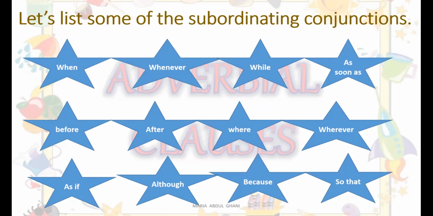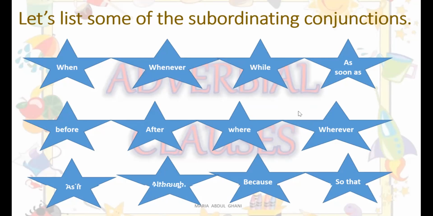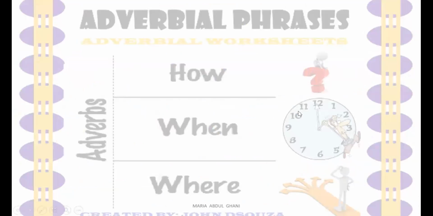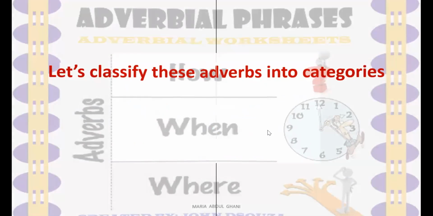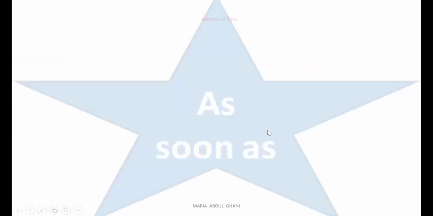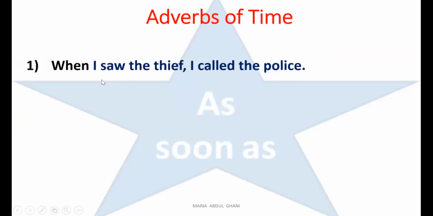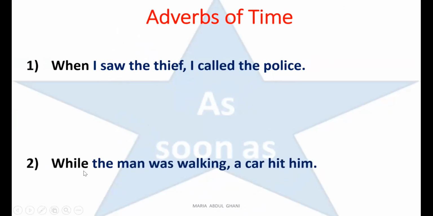Let's categorize them one by one, giving examples in order to understand them correctly. Let's classify these adverbs into categories. Here, the adverbs of time. Example number one: when I saw the thief, I called the police. Example number two: while the man was walking, a car hit him.